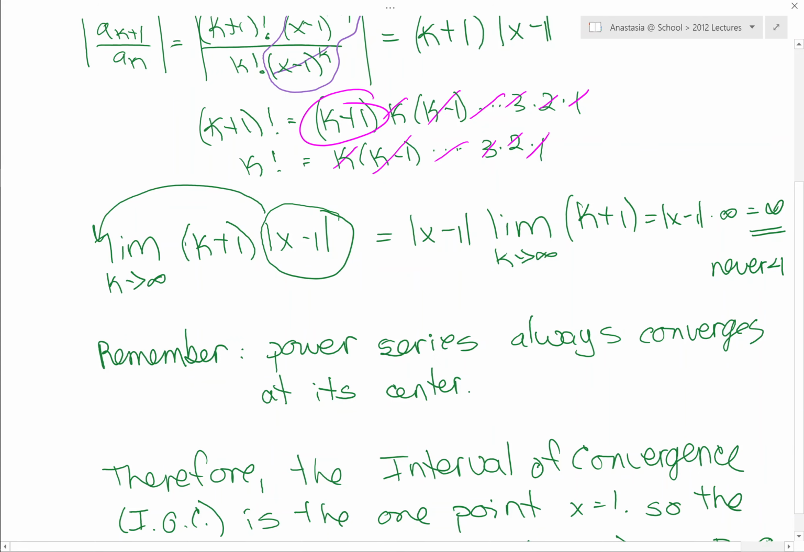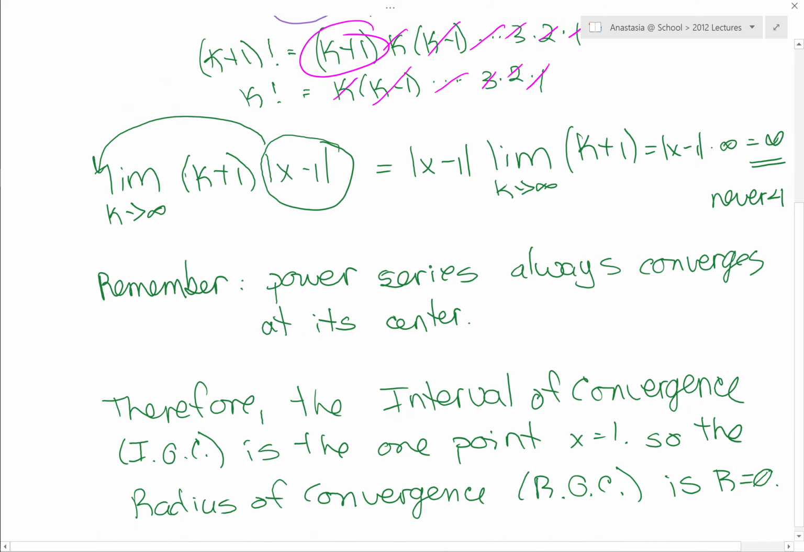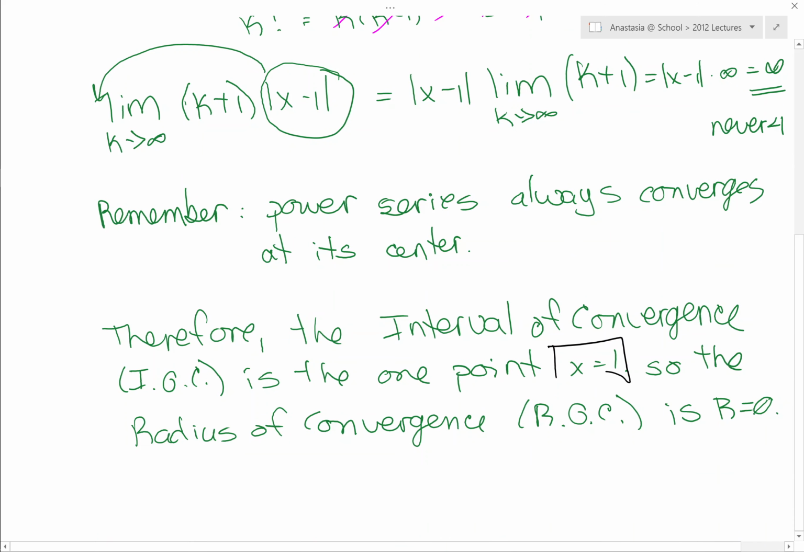So our three answers for this problem are, let me go ahead and box them in, x equals 1 for the center, x equals 1 for the interval of convergence, and R equals 0 for the radius of convergence. And that is our complete solution for example 1.